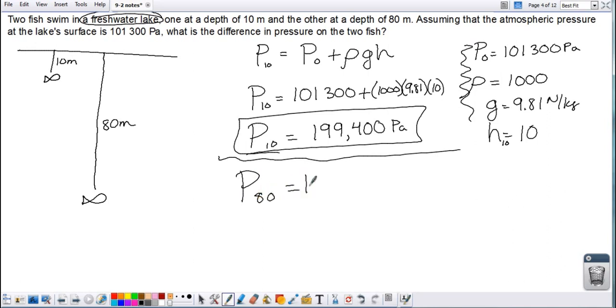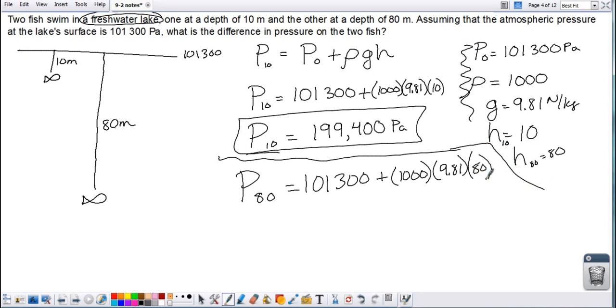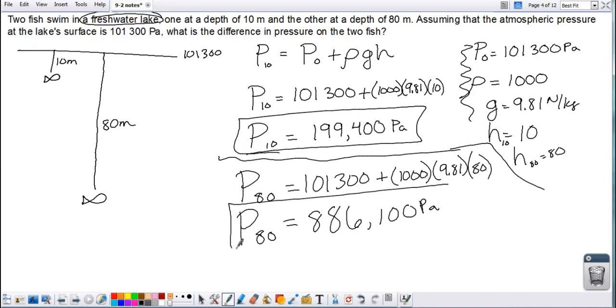So 101,300 pascals. Still the pressure at the top of the surface, right here, is still 101,300 pascals. Plus the density, it's still in water, so it's still 1,000, times 9.81 because we're still on Earth. But now the depth changed. The depth for the 80-meter fish is 80 meters. So now the pressure on the fish that's at 80 meters is going to be 886,100 pascals. Okay, so this is significantly larger.